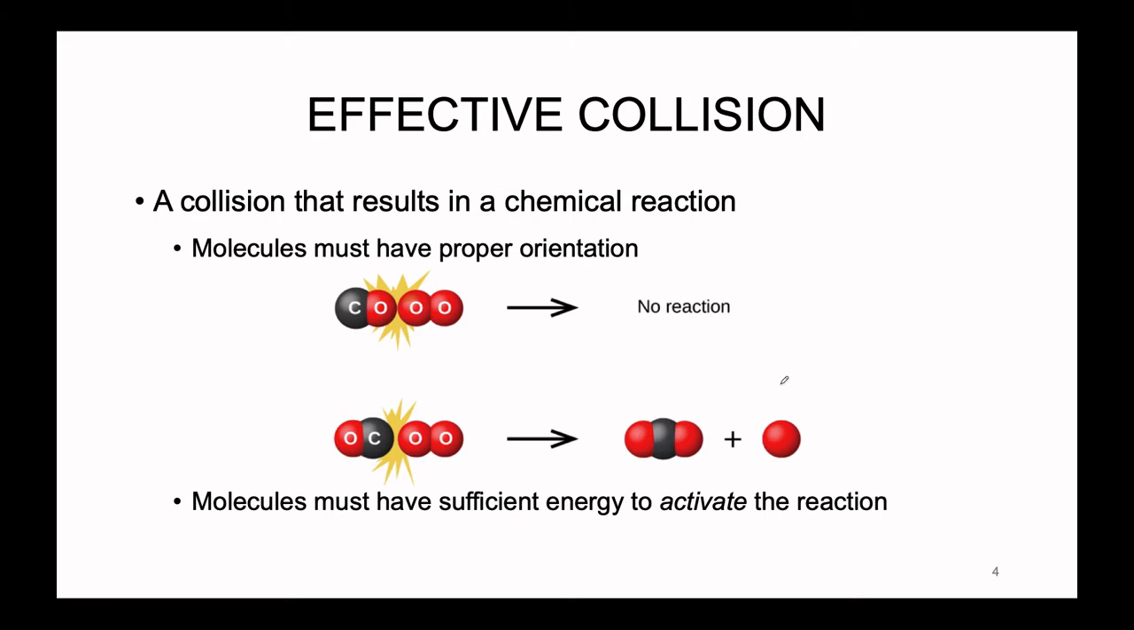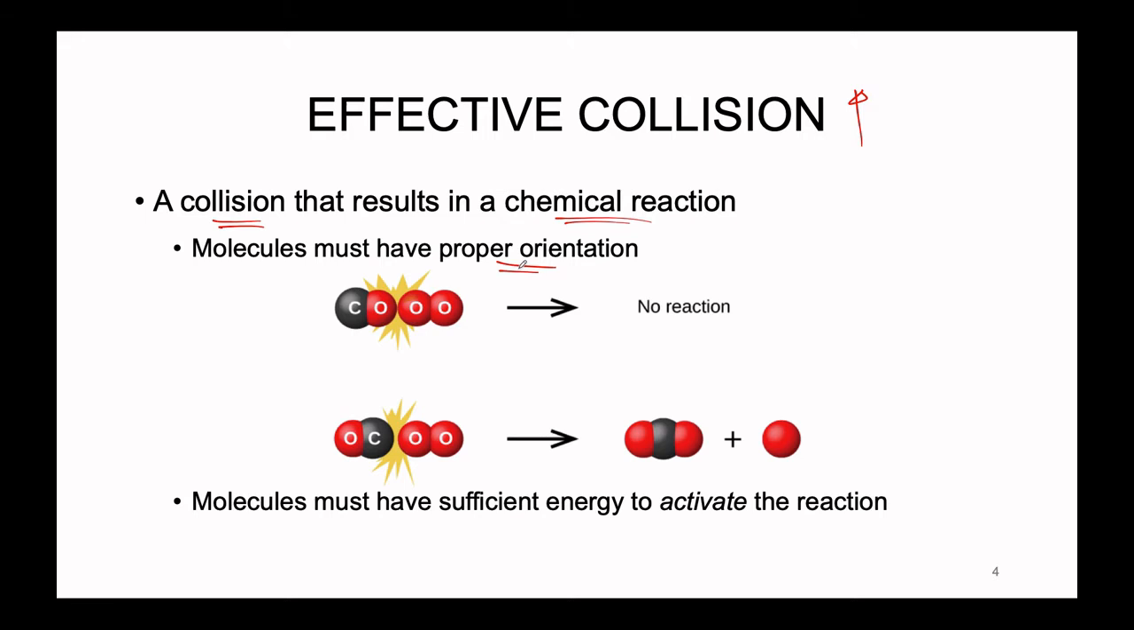Well, what is an effective collision then, right? If we need more effective collisions to speed up our reaction, it's going to be important to know what an effective collision even is. An effective collision is a collision that is going to result in a chemical reaction. So an effective collision will cause a chemical reaction to occur on a very small scale between a handful, if not just a couple of molecules. And so the more effective collisions we have, the more the reaction is going to progress, and therefore the faster it's going to go.